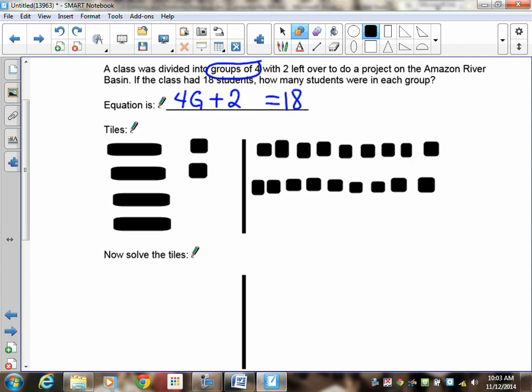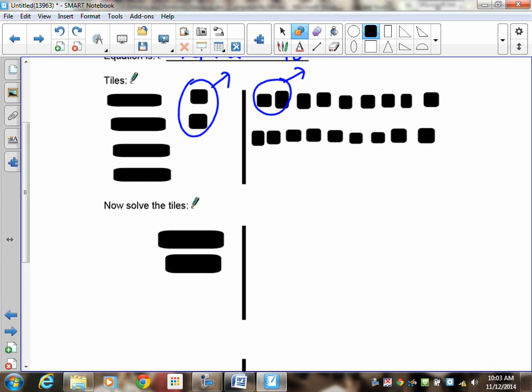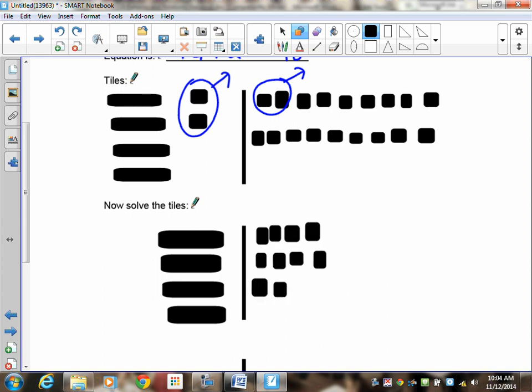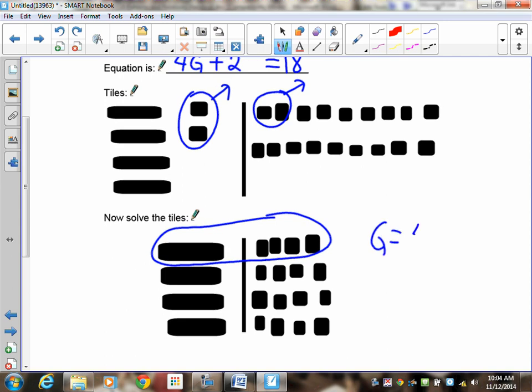2 groups of 9 is 18. Okay, so I've drawn it. Now I need to take away 2. So I take away 2. That leaves me with 16 left. So now my next step is to take those 16 and put them in the groups of 4. So here's my group 1, and group 2, group 3, and group 4, and there are 4 in each one. So I know now that I've got 4 per group, so my solution, I use g as my variable, then g is equal to 4.